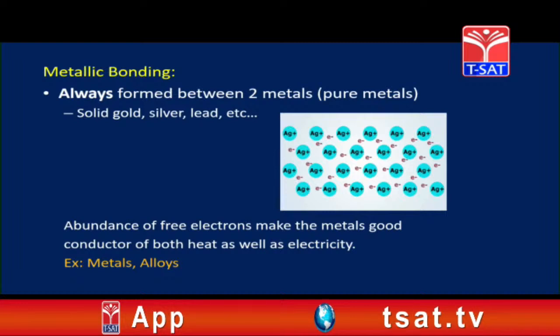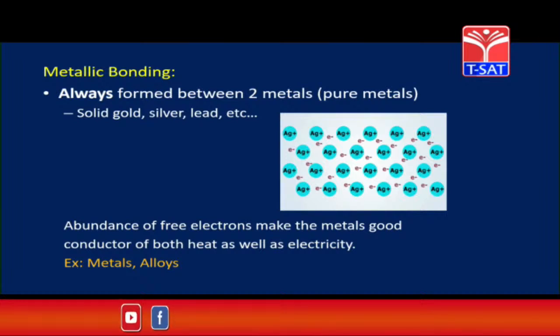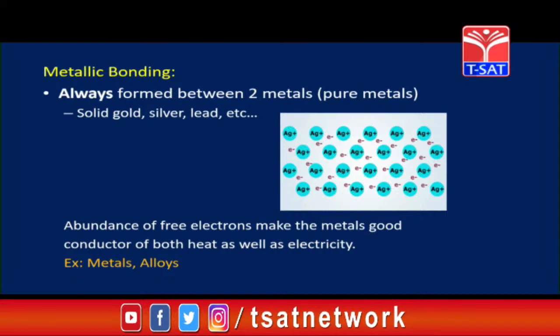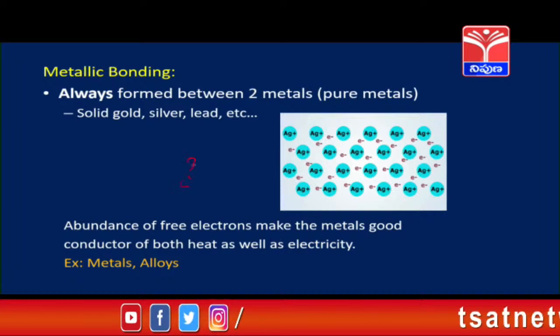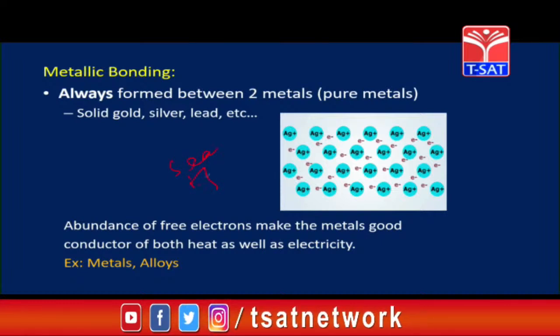Here what happens? The metals have the tendency to lose electrons and acquire positive charge, and the electrons released by the metallic atoms float freely in the lattice, and the metallic nuclei are thought of as floating inside a sea of electrons. This is called the sea of electrons.